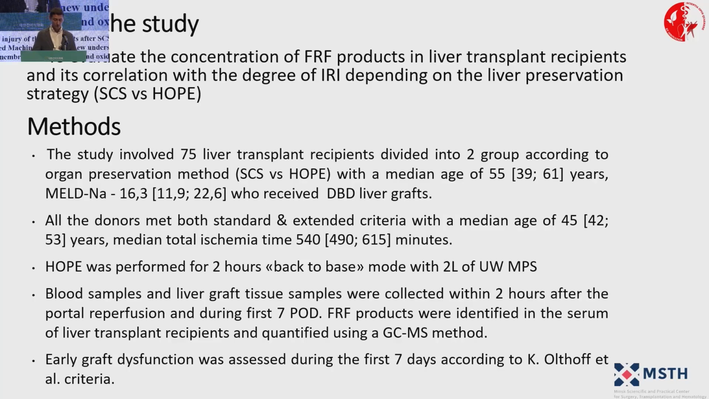So the aim of the study was to evaluate the concentration of fragmentation products in liver transplant recipients and its correlation with the degree of ischemic-reperfusion injury depending on the liver preservation strategy. The study included 75 liver transplant recipients that were divided into two groups according to preservation method, with the median age of 55 years, a MELD score of 16, and they all received DBD liver grafts. All donors in both groups were standard and extended criteria, with the median age of 45 years and the median total ischemia time of 540 minutes.